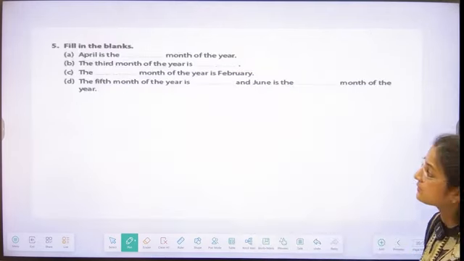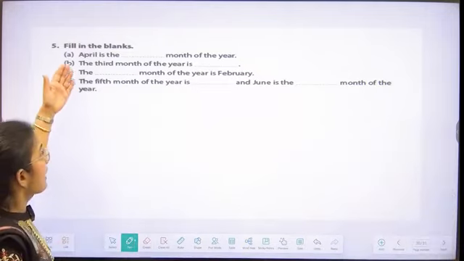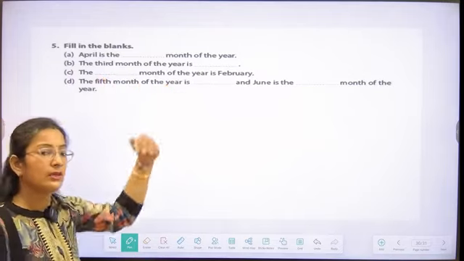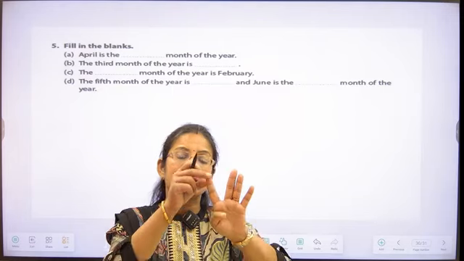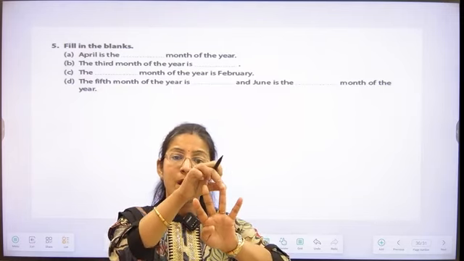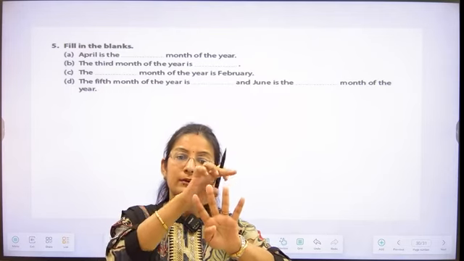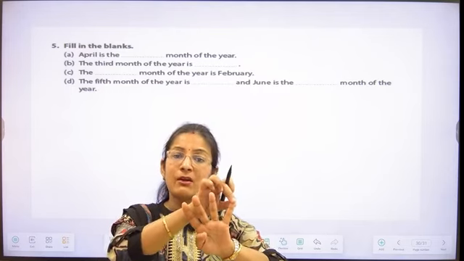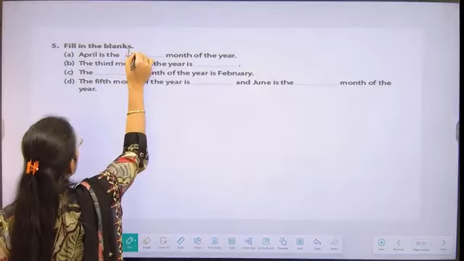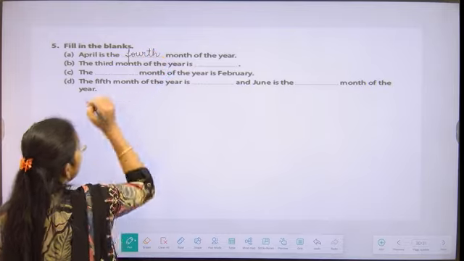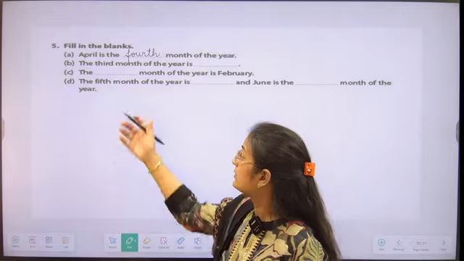Let's move further, students. Now we have to fill in the blank, students. April is the dash month of the year. April is which month? Let's do it with me. This is January, February, March, April. So we can say first, second, third, fourth. So April is the fourth month. We have to write the position of April. That is fourth, students. Moving to the next one.